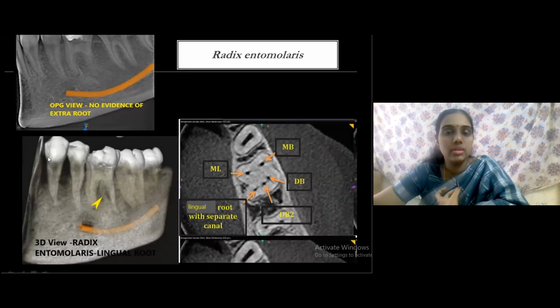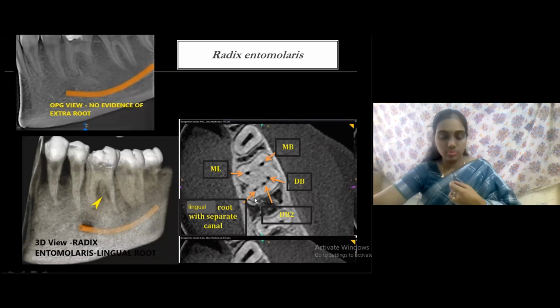But when you see a 3D reconstructed CBCT image, you can see that there is an extra root present, and that extra root also has a separate canal, which is present on the lingual side, on the distal side. So these are some of the applications of CBCT.